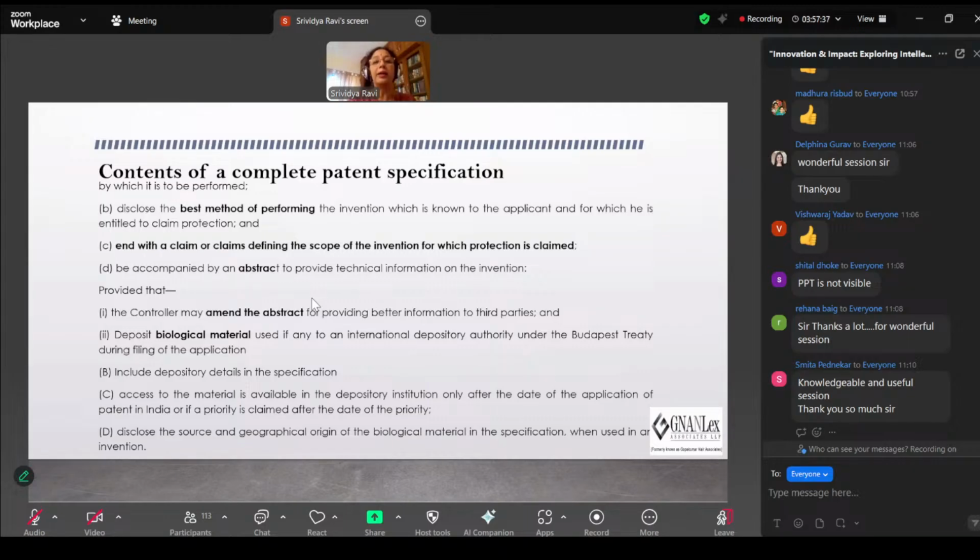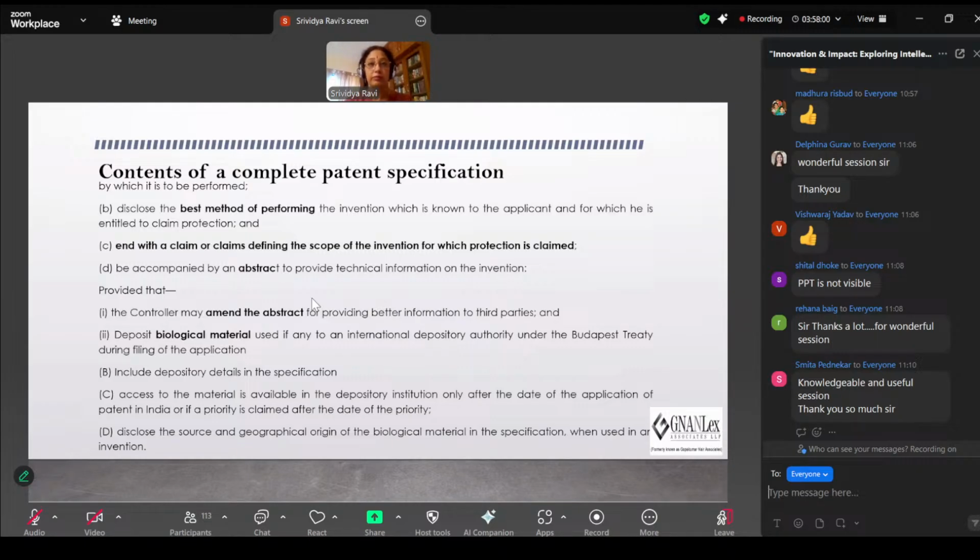And the patent act says that there should be an abstract, which provides the technical information of the invention. An abstract is basically a 150-word short description of the problem that you have and the solution that you've given in terms of your innovation. Provided that the controller has the right to amend the abstract.